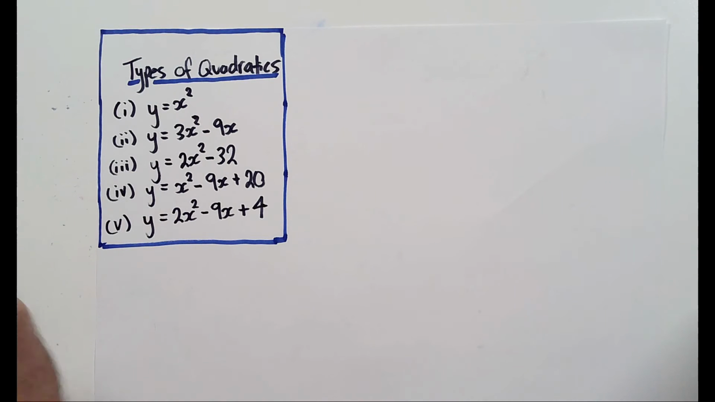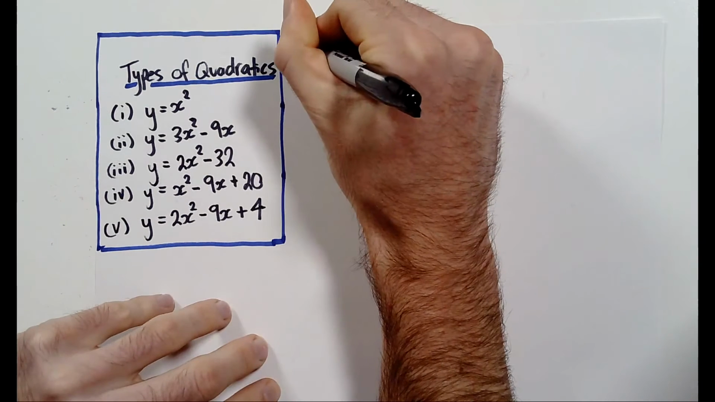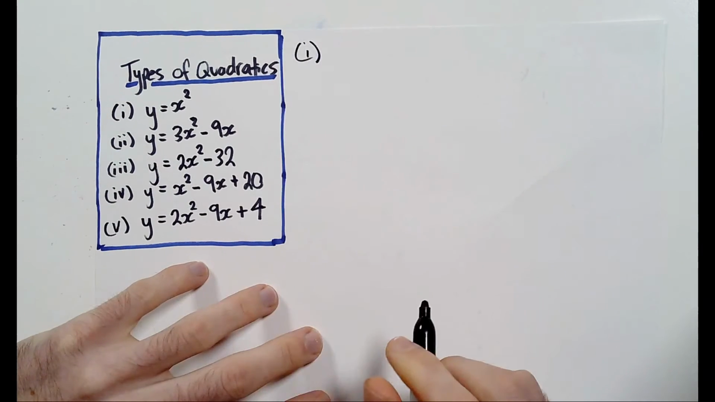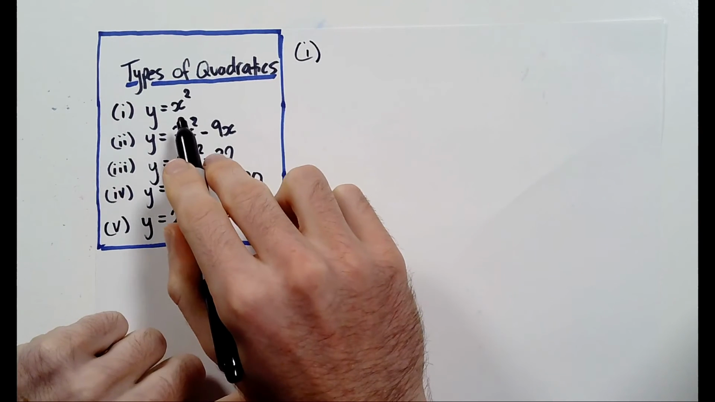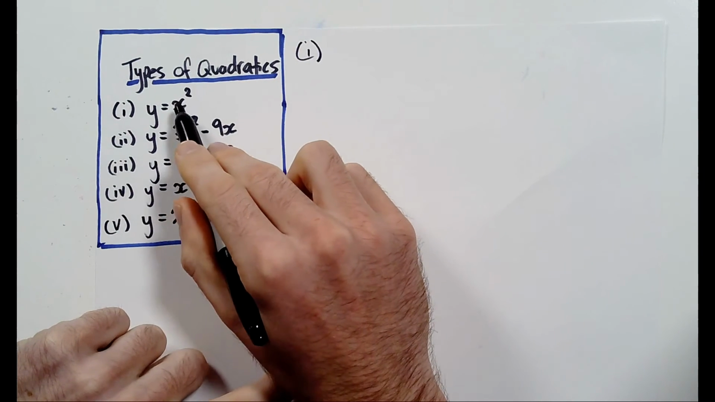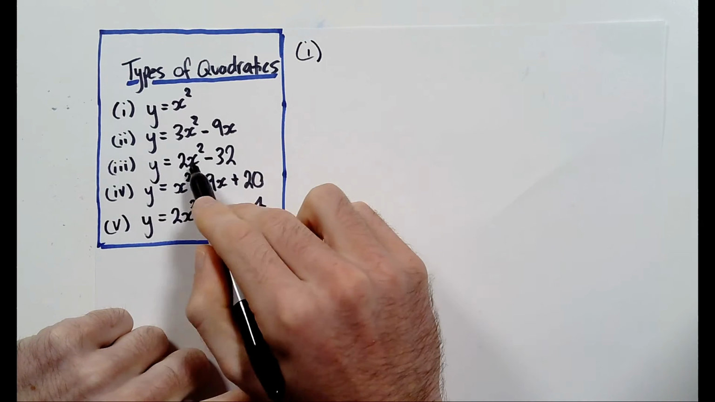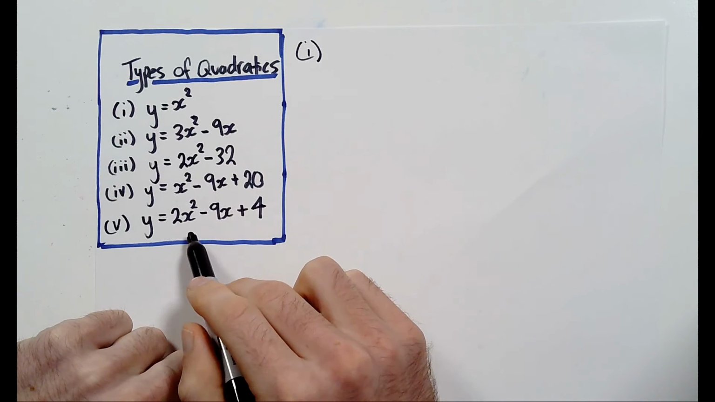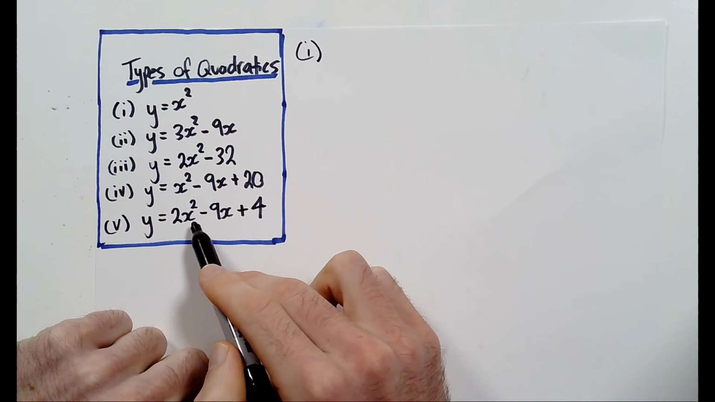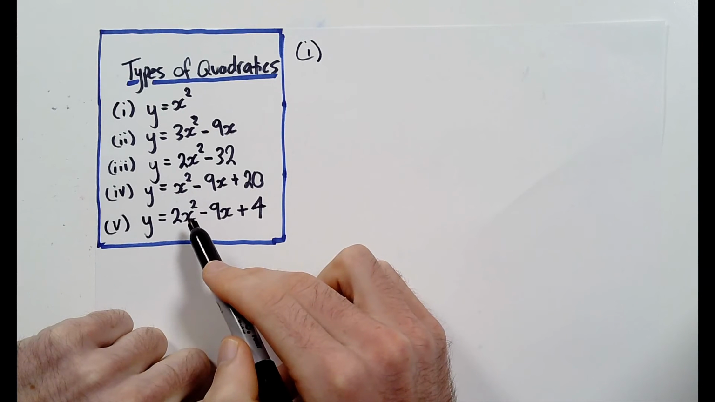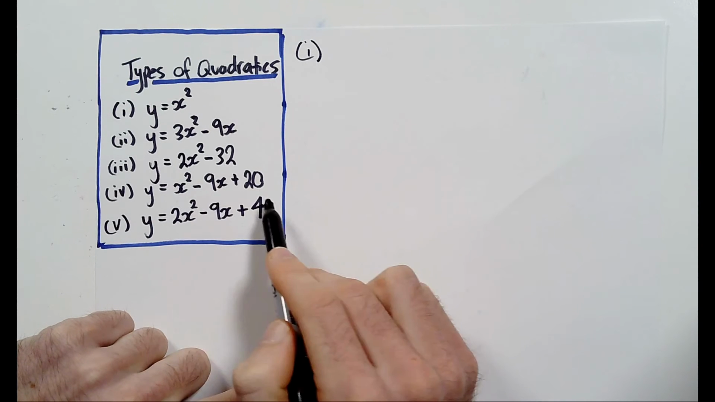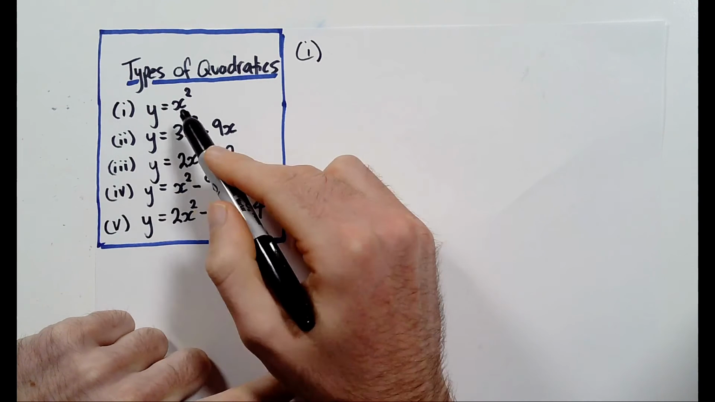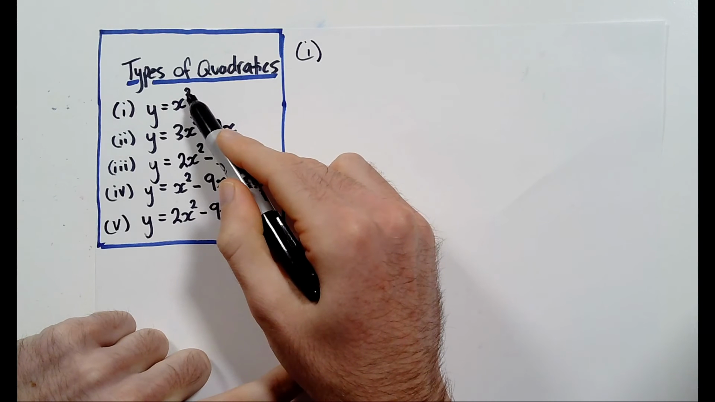Okay, so let's get into our first example. So the first type of quadratic you can get, and notice that all of these are quadratics because they have x squared in them. If you can see, all 5 have x squared in them. Not only do they have x squared in them, but there is no term in any of them where there is a power above the x that is greater than 2.